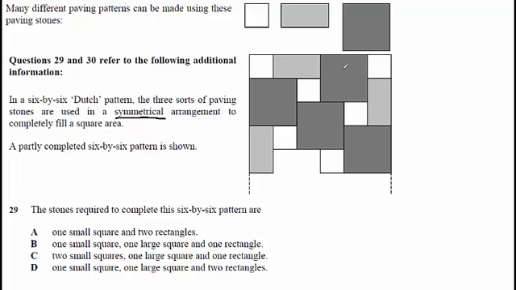And so we get the partly completed 6x6 pattern, and we need to identify which one of these lists contains the squares or rectangles required to complete the symmetrical pattern. And so what we'll start by doing is identifying where the 6x6 is. So that's 1, 2, 3, 4, 5, which makes that the sixth side. So we can draw that line over there and know that any of these paving stones that we use have to fill into these gaps here.